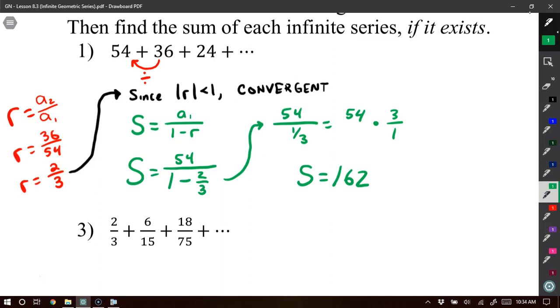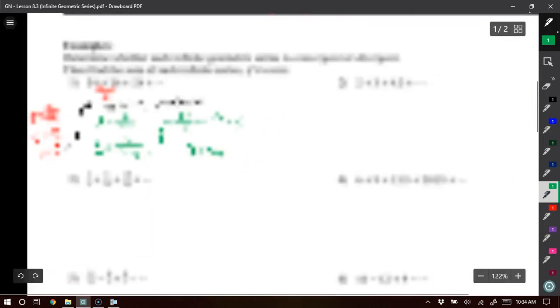That's how you find the sum of a convergent infinite geometric series. Find the common ratio, determine if it's convergent or divergent. Convergent, go to town, use the formula, find it. Well, what happens if we have one that's divergent?